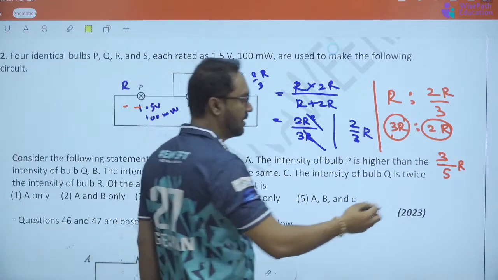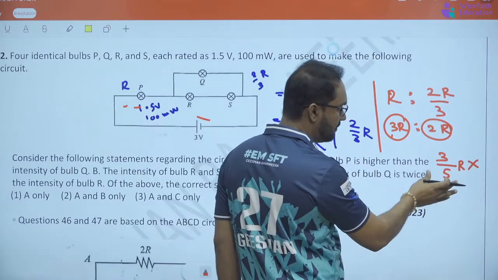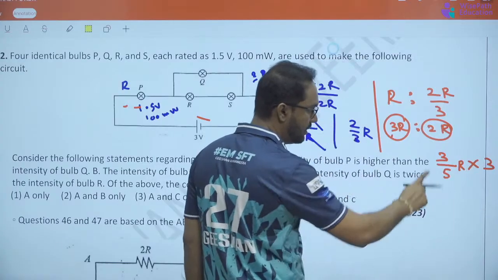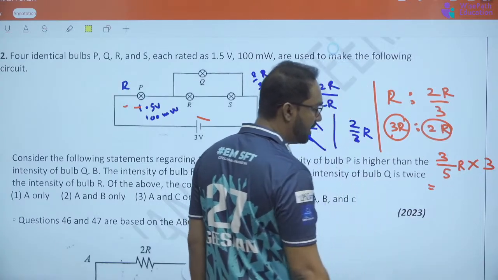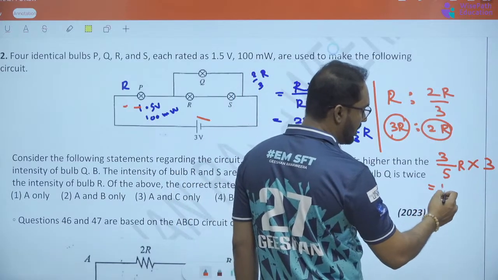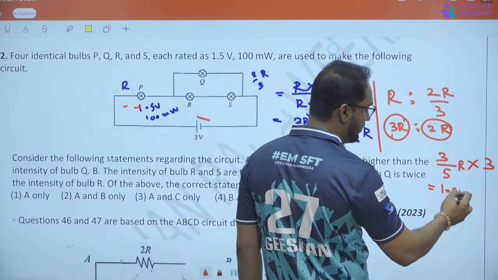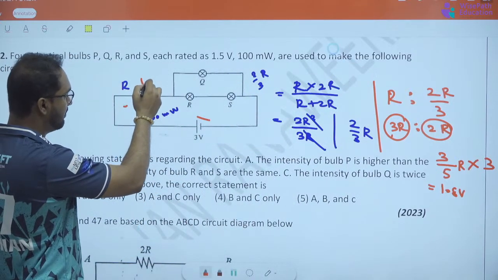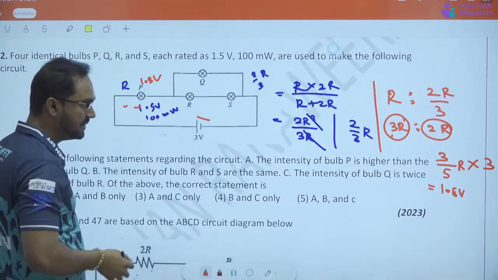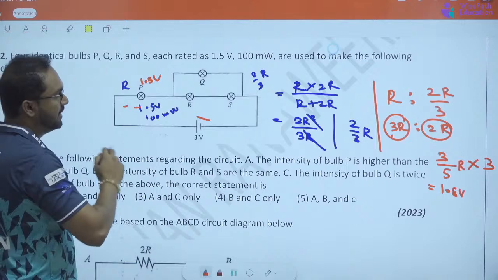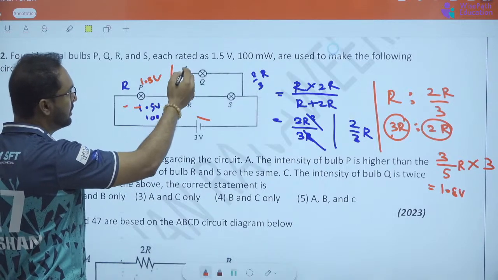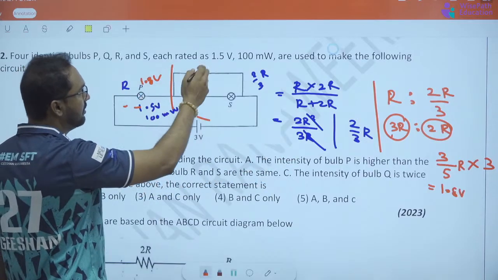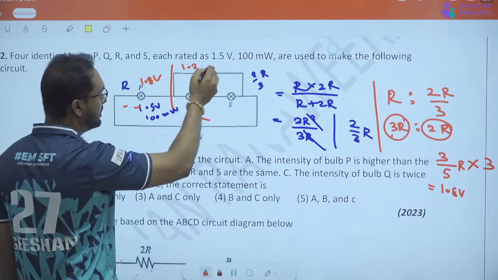So this is the fraction of resistance, and the voltage is 3. 3 into 3 is 9. 9 divided by 5 is 1.8 volts, right? So out of 3, 1.8 volts is shared to the P. So the rest of the voltage has gone to this part. Sorry, 1.8 is gone to the P. 1.2 volts has gone to this part, right?